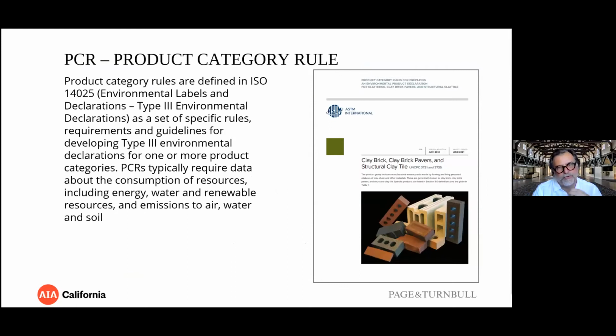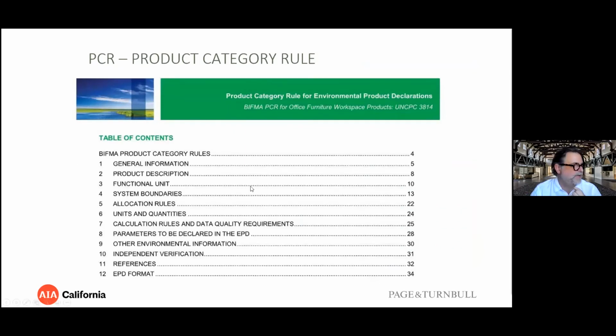So the category rules are defined by international standards, ISO 14025, and it really sets up the framework for what you're going to report. This is an example of a table of contents. One of the things I always struggle with is functional units, and figuring out what the functional units are. It also looks at system boundaries, which I'll show in a second, units and quantities for reporting, what the calculation requirements are, and what the parameters that you report are.